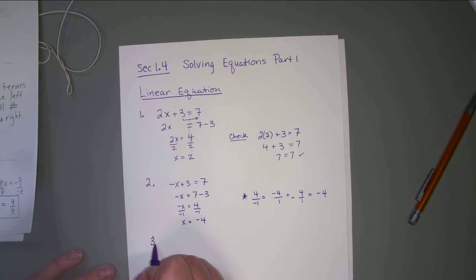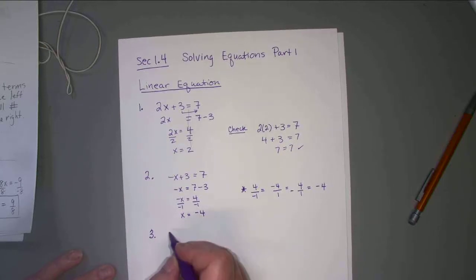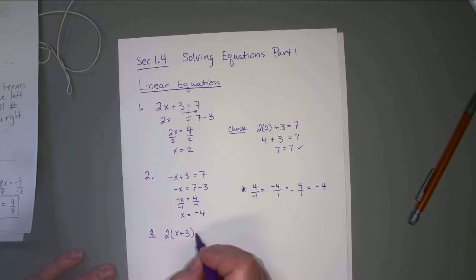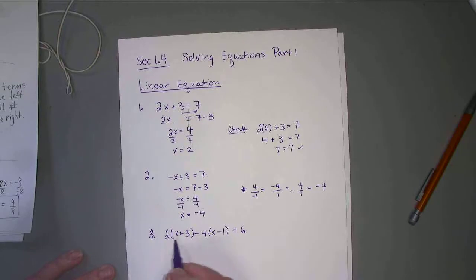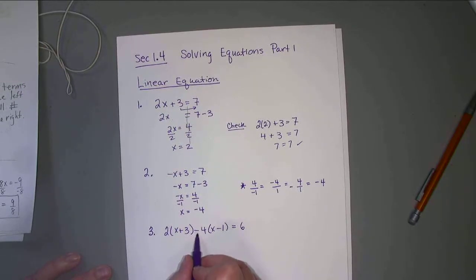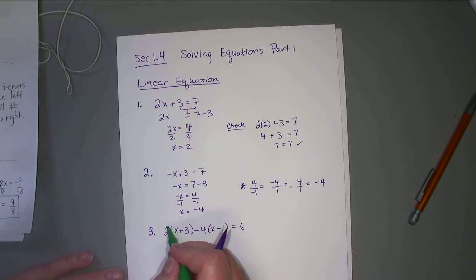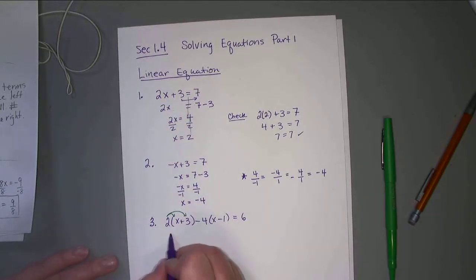Number 3. So we can add a bracket into this. We've got two terms here. The term is separated by a plus or minus sign. So in this first term, we want to get rid of that bracket. The bracket is multiplied by a 2. So what we would do is multiply that 2 by each term inside the bracket. So 2 times x is 2x, and 2 times a positive 3 is a positive 6.